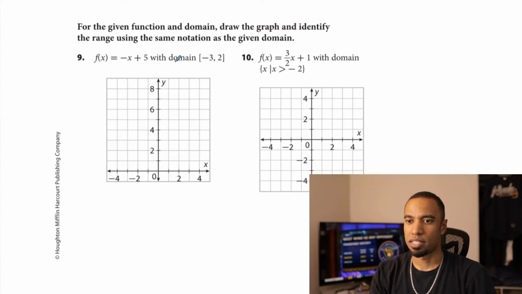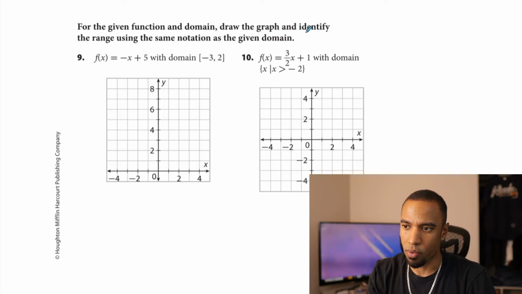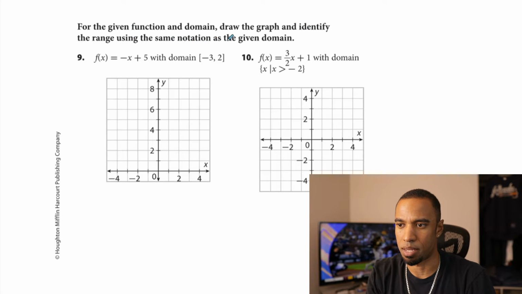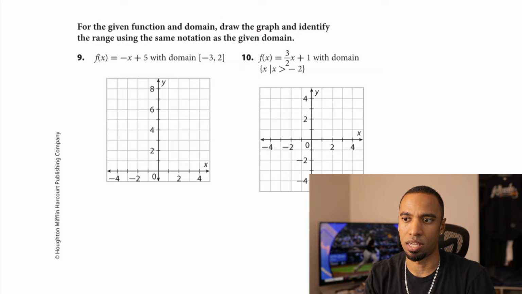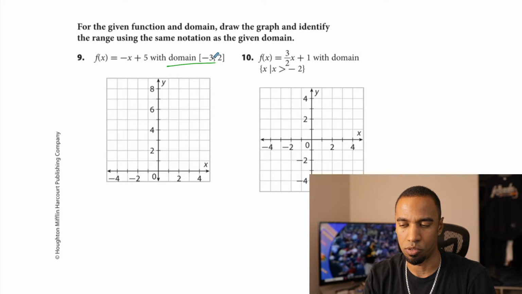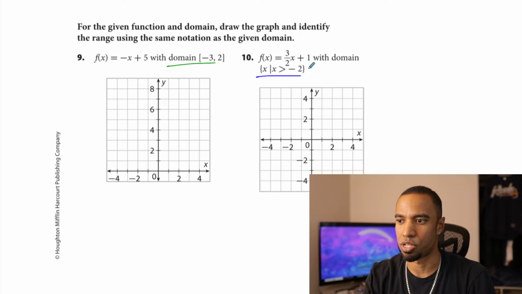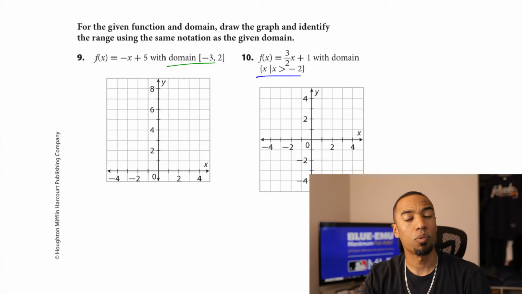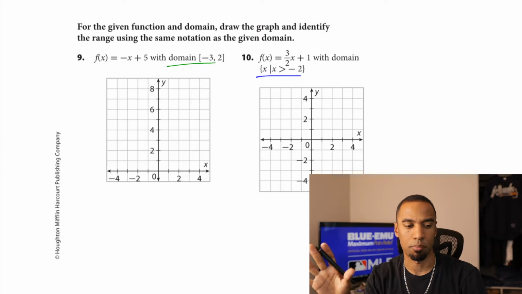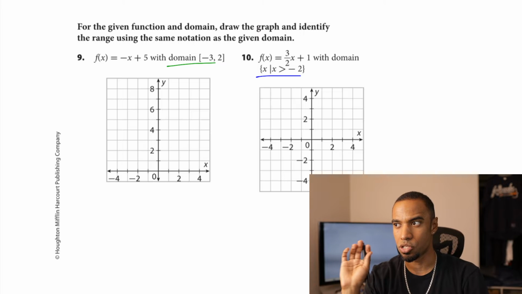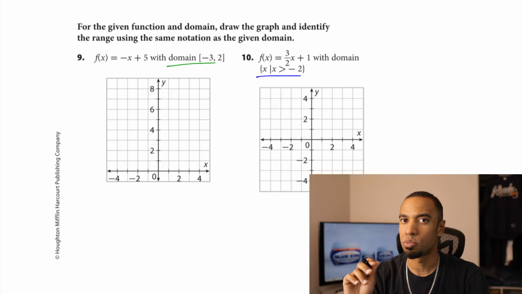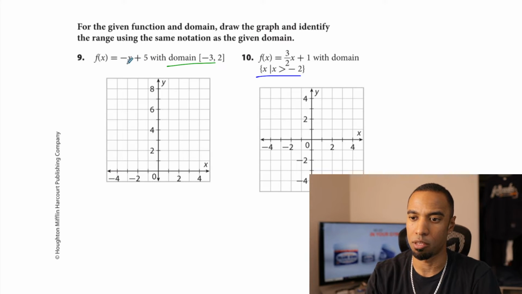Okay. Numbers 9 and 10. For the given function and domain, draw the graph and identify the range using the same notation as the given domain. So this one, the notation they use is interval notation, so I'll be using that here. And this one's using set notation, so I'll be using that here. Now, what's really interesting, and I kind of hinted at it before, is if you have an equation, you could actually identify what the domain is based on certain things. But the range is almost always better understood if you see its graph. So it is best that we do draw a graph for it. So I'm glad the book asks us to.